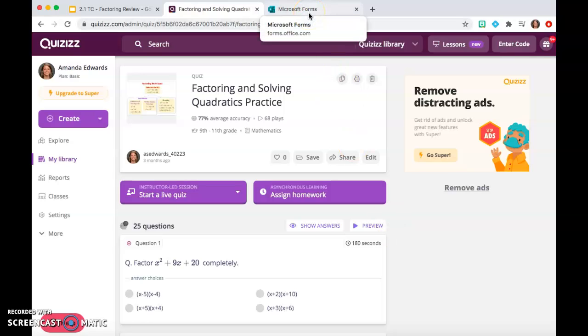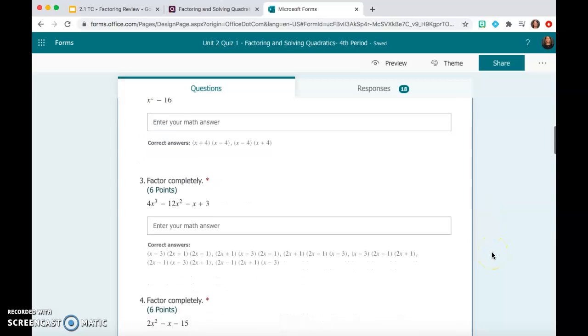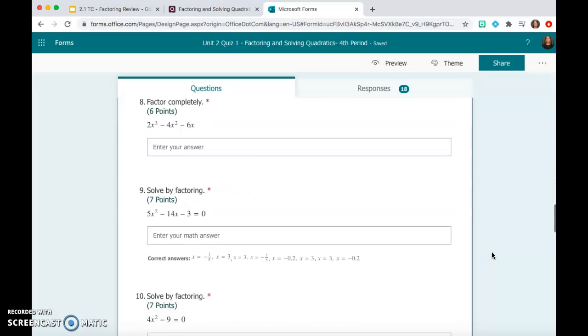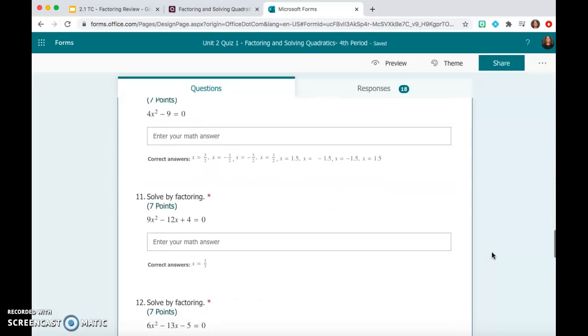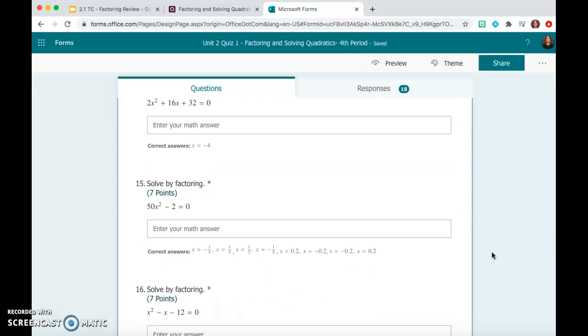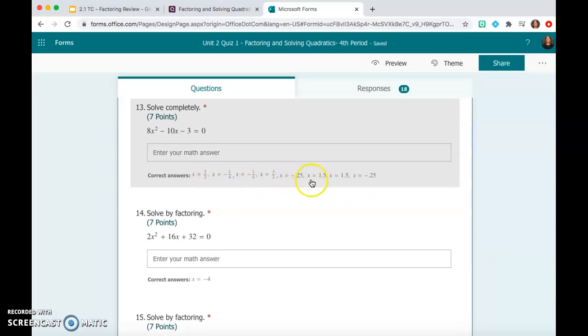So the formative assessment that I had them doing was a Microsoft Forms quiz. So I incorporated all the different types of factoring that we went over, and then also some solving by factoring. The thing I like about Microsoft Forms is that it also gives them instant feedback, and they're able to see their answers compared to my answers.